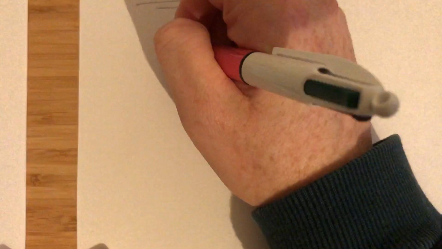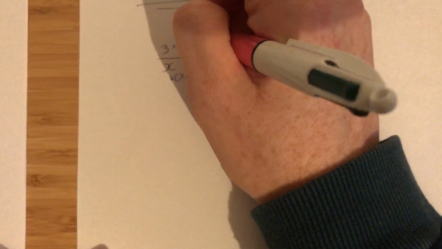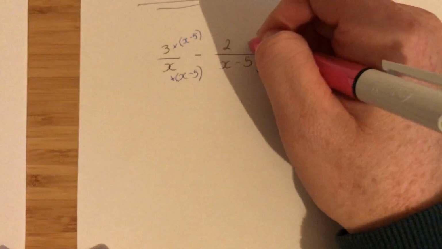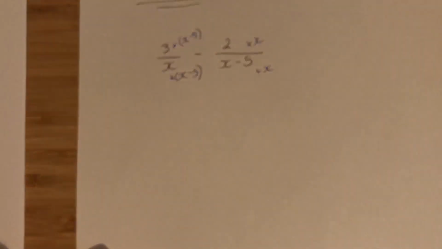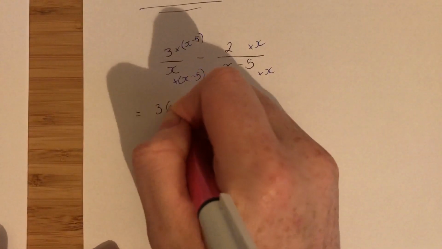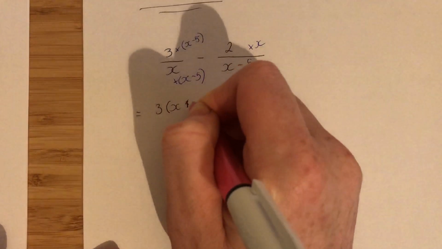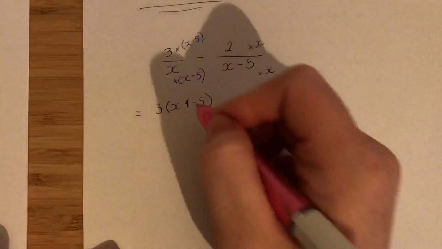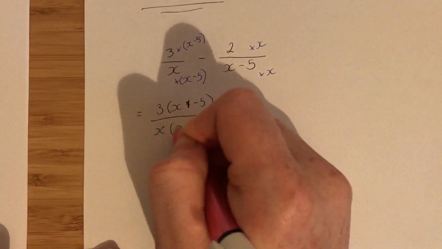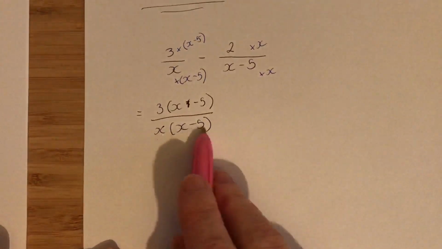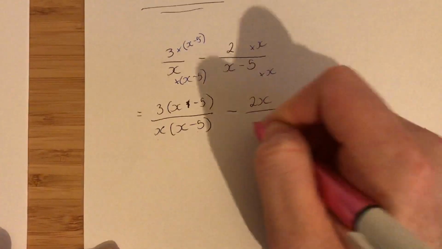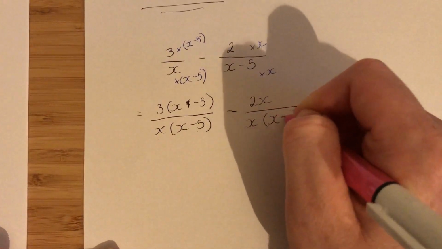I have to do the numerator as well. And then for this one, I'm going to multiply this by x, which means I'm also going to multiply the numerator by x. So in the next line, we've got 3 multiplied by x minus 5 over x brackets x minus 5, because it's x multiplied by all of that. Subtract 2x over x bracket x minus 5.